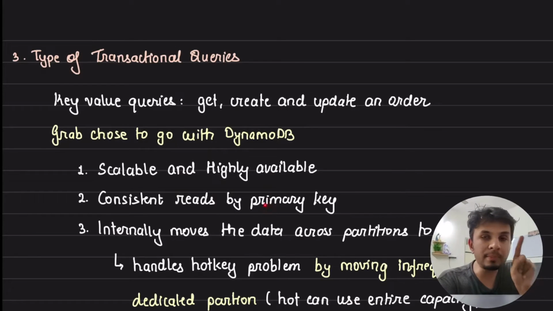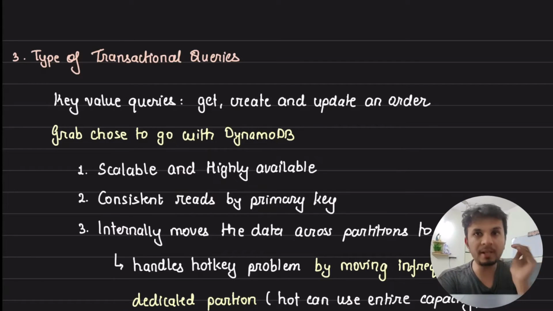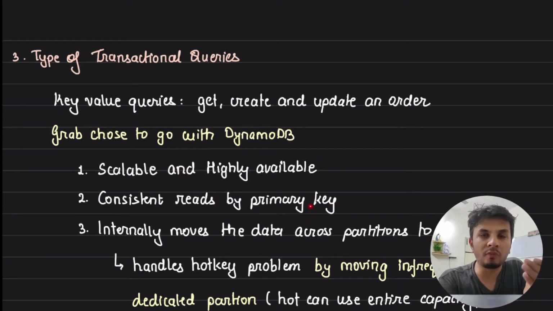Second, we want strong consistency from our primary database, and DynamoDB provides strong consistency for primary key reads, right? So for a particular key, which is the primary key of the table, you fire the query, get, put, create, delete, and it would give you a consistent view of it. You need it. So DynamoDB fits that criteria.